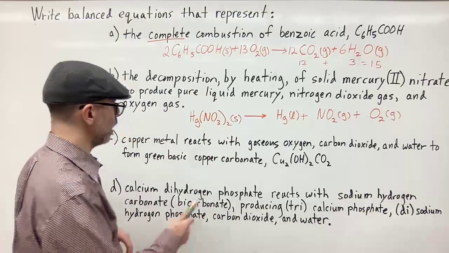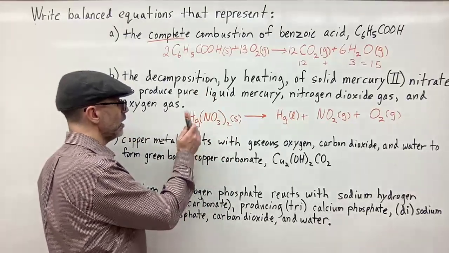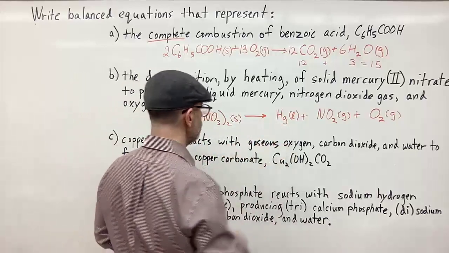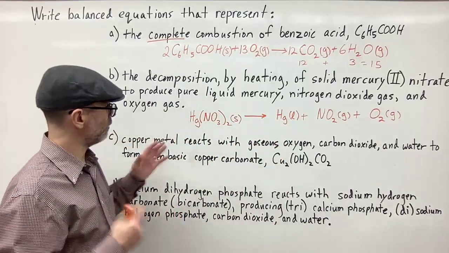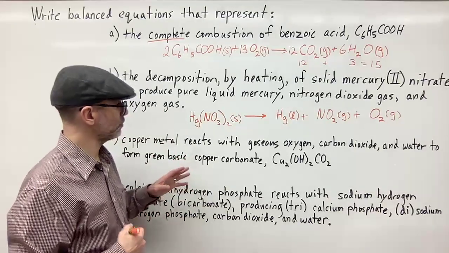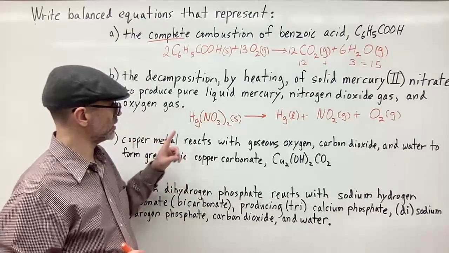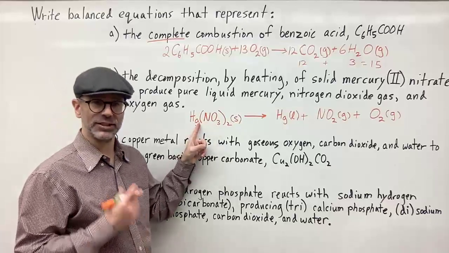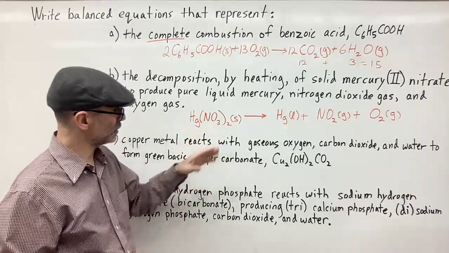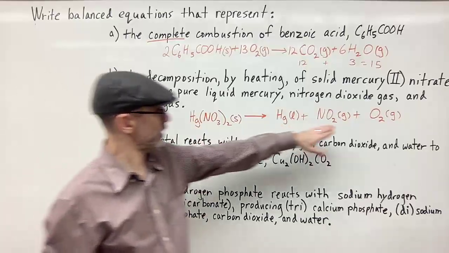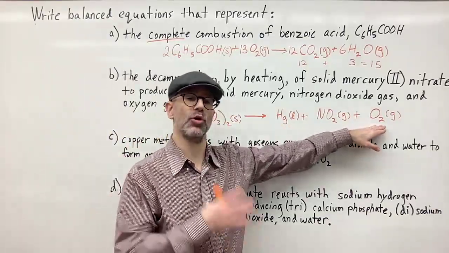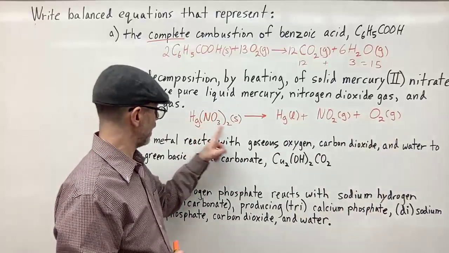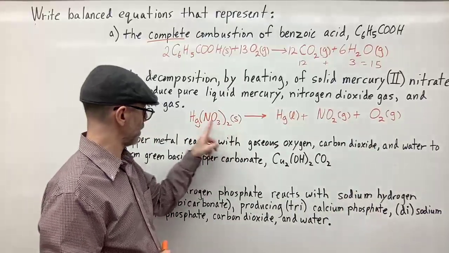So here, mercury is a metal, so I've got one here. After that, I have nonmetals. I only have nitrogen and oxygen left. So I'm going to balance nitrogen first and then oxygen, because notice I have oxygen by itself, so save oxygen for last. So nitrogen, I have two nitrogens here. 2 times 1 is 2.